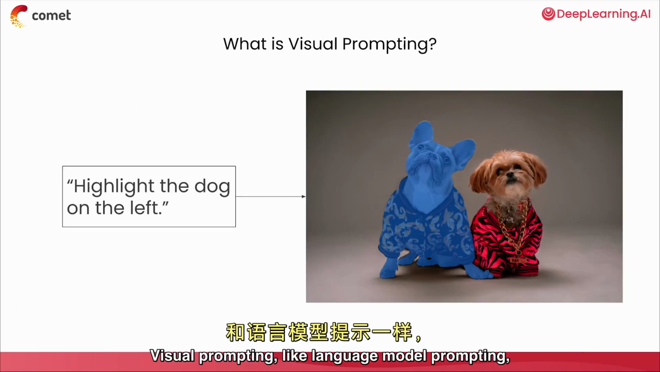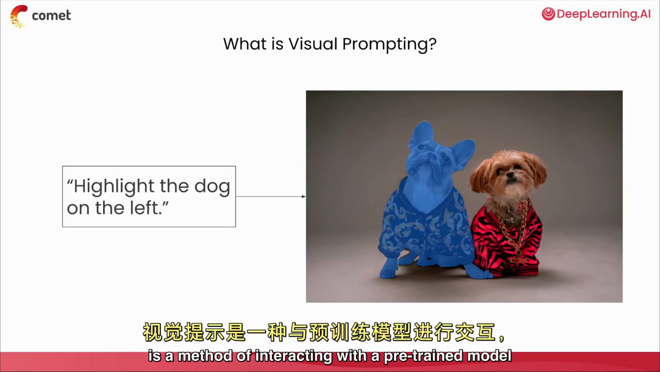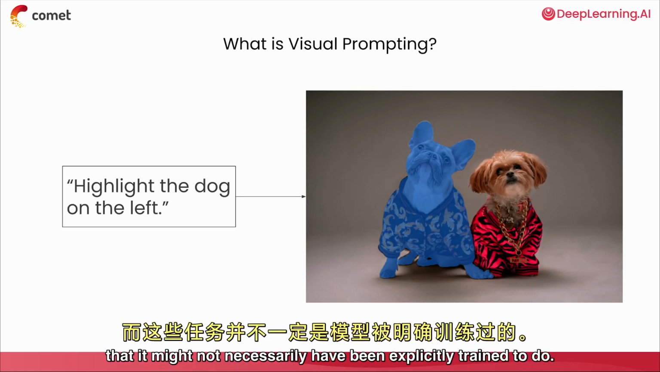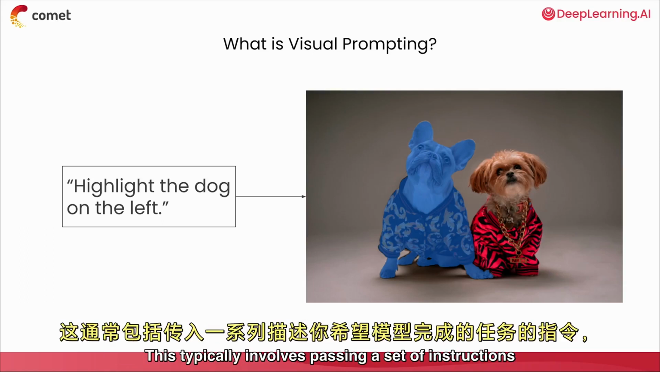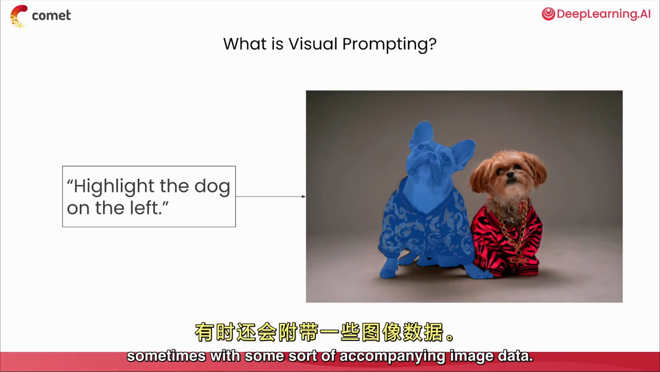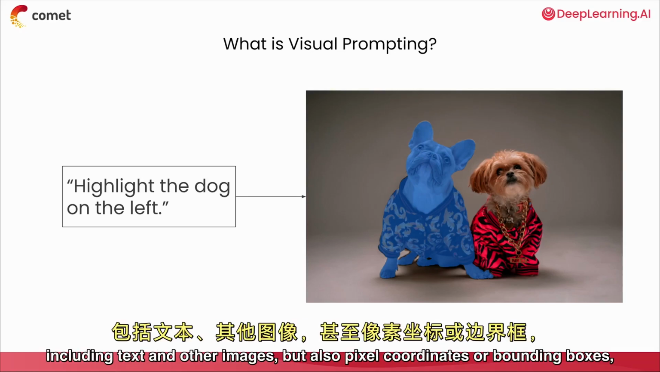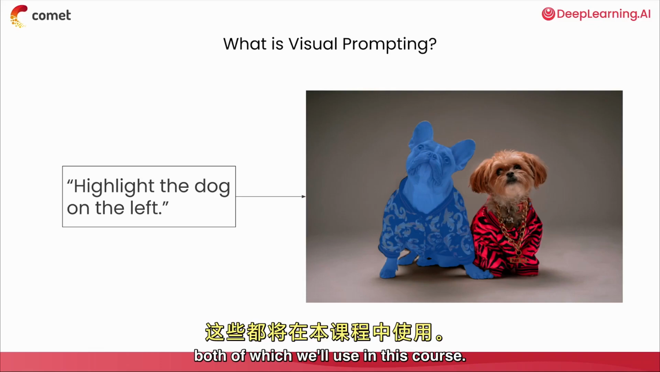Visual prompting, like language model prompting, is a method of interacting with a pre-trained model to accomplish a specific task that it might not necessarily have been explicitly trained to do. This typically involves passing a set of instructions describing what you'd like the model to do, sometimes with some sort of accompanying image data. As mentioned, these instructions can come in a variety of forms, including text and other images, but also pixel coordinates or bounding boxes, both of which we'll use in this course.